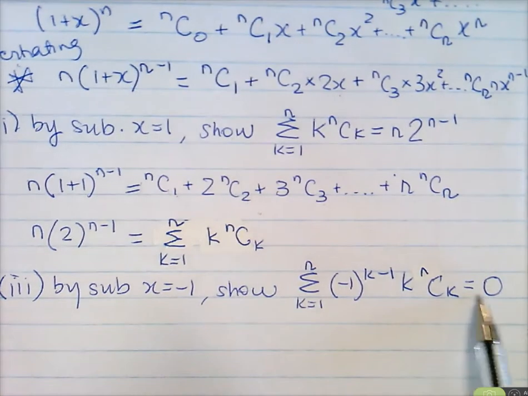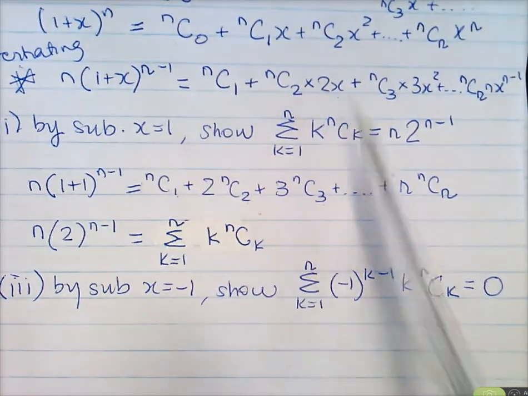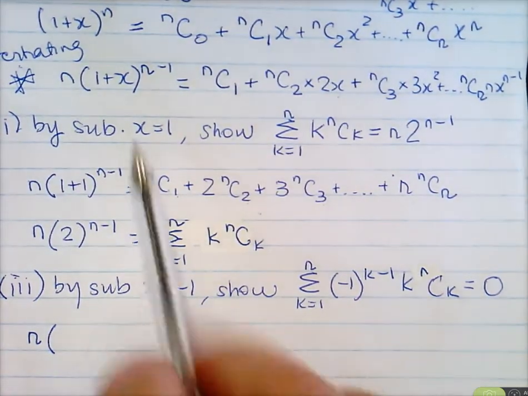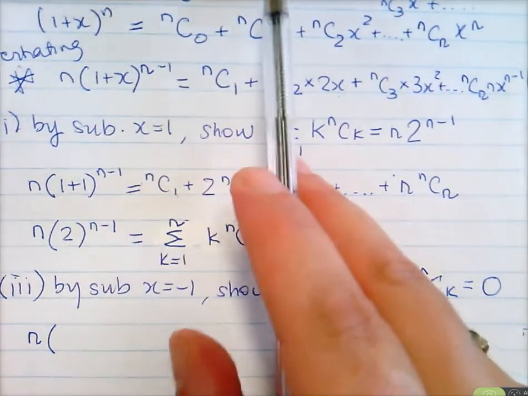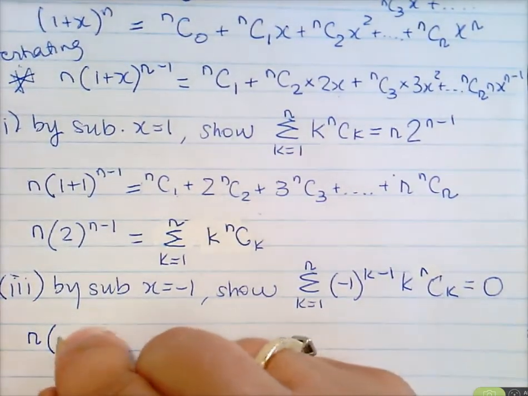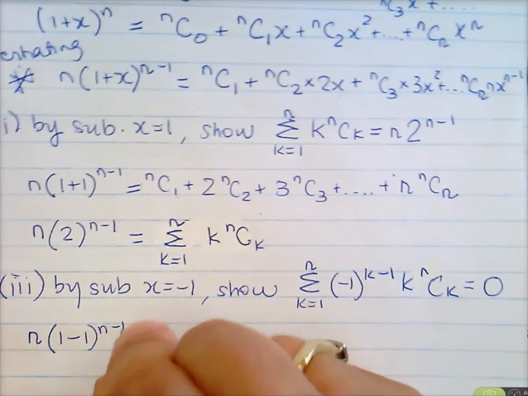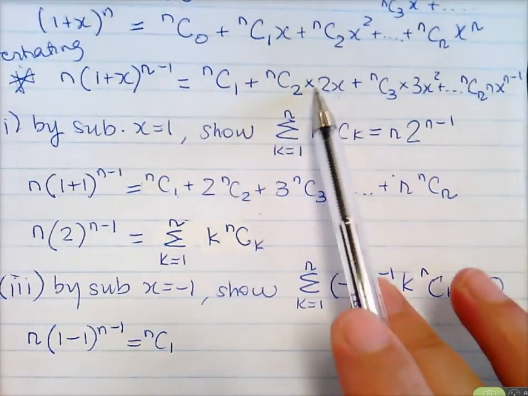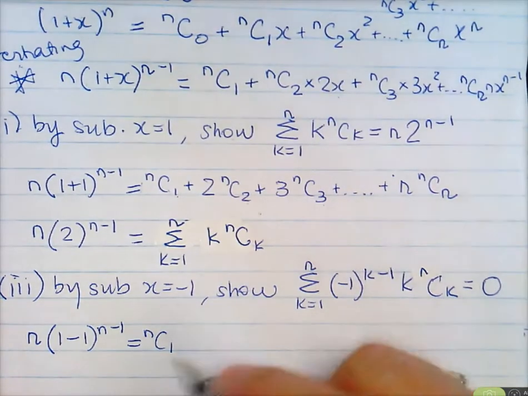And we're going to try and get that. So let's substitute x is -1 into here. What do we get? So what you do, you start with your expression, you differentiate it, and then you substitute something into it. So n times (1 minus 1) to the n minus 1 equals nC1. Now, plus nC2 times 2 times -1.